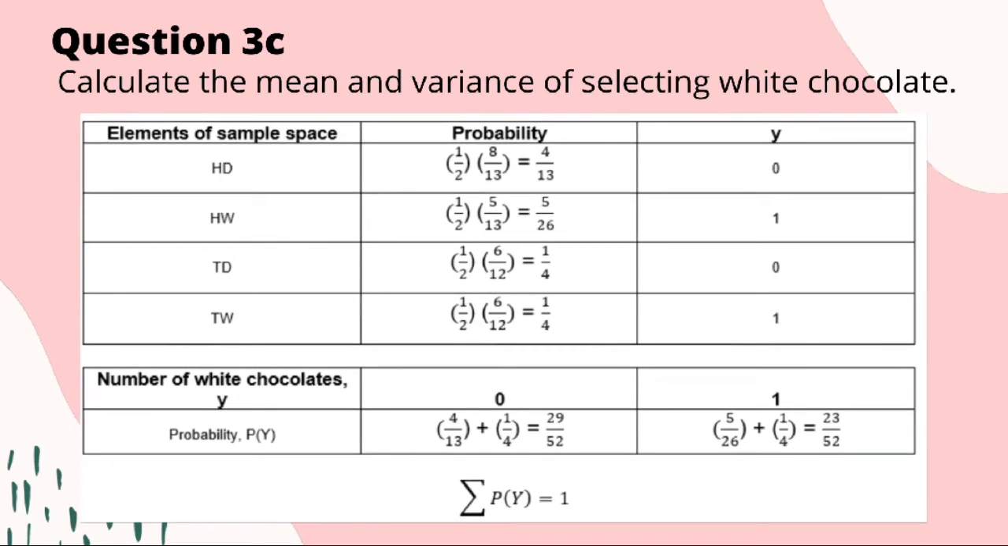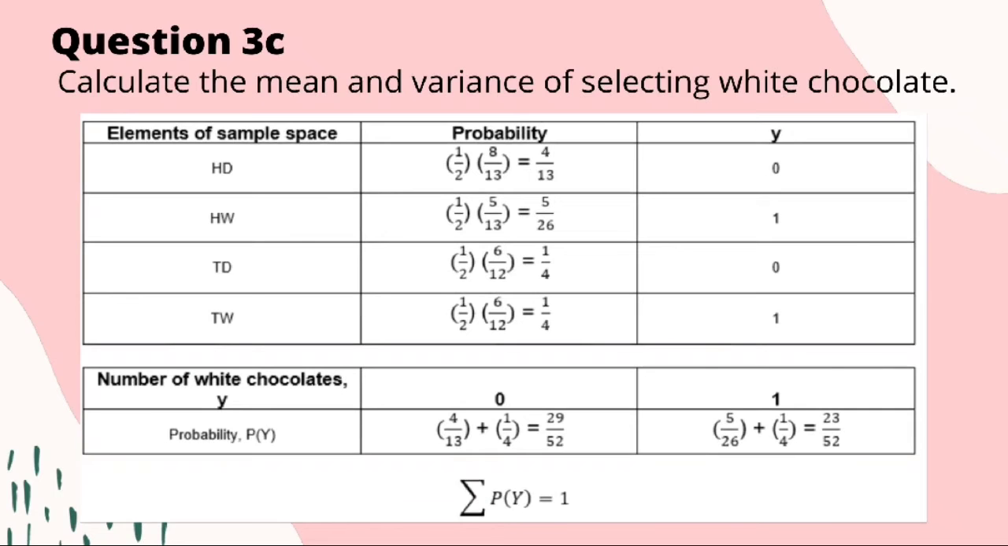Before that, I made the first table with first column is elements of sample space, second column is probability, and third column is y. First element is HD or head dark chocolate with probability 4 over 13, y equal to 0. Second element is HW or head white chocolate with probability 5 over 26, y equal to 1. Third element is TD or tail dark chocolate with probability 1 over 4, y equal to 0. Then the fourth element is TW or tail white chocolate with probability 1 over 4, y equal to 1.